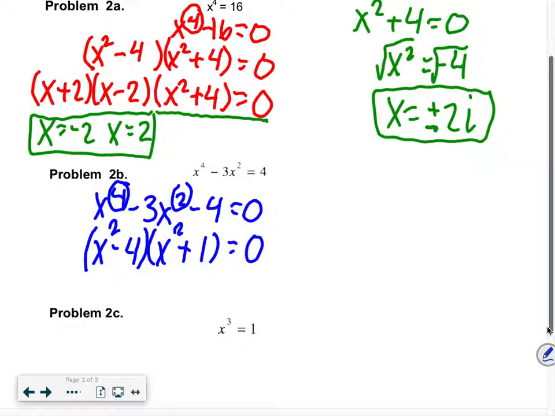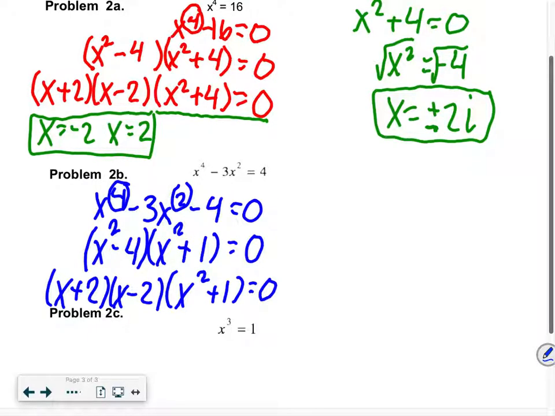X squared minus 4 is your friend. How can I break it down? Let's break it: x plus 2, x minus 2. Can I do that with x squared plus 1? No. So then, do we need zeros here and here? Again, I get plus or minus 2 just like before.